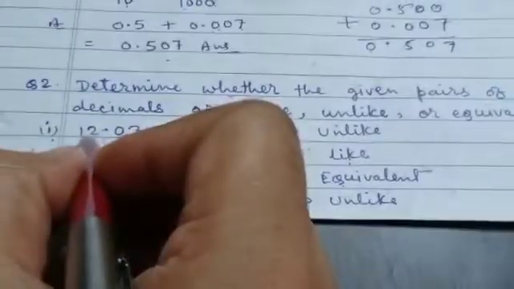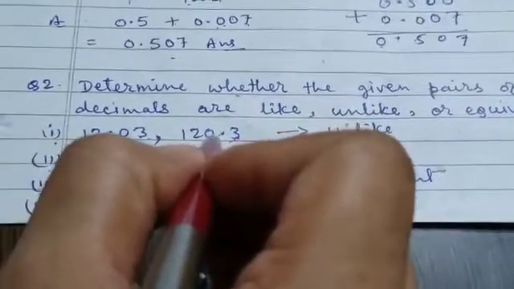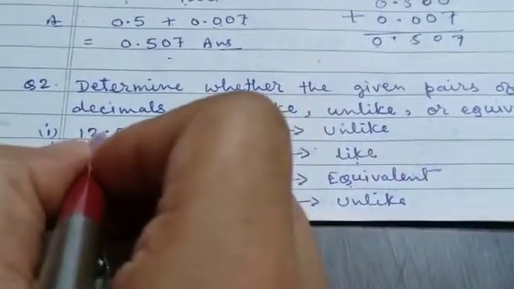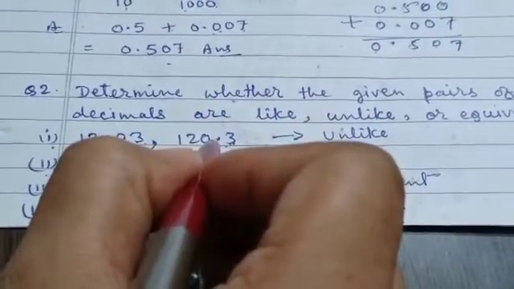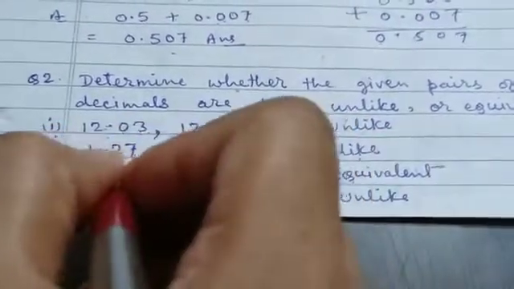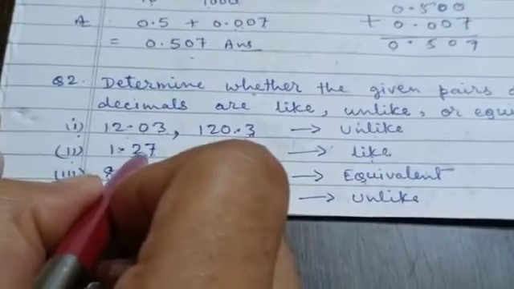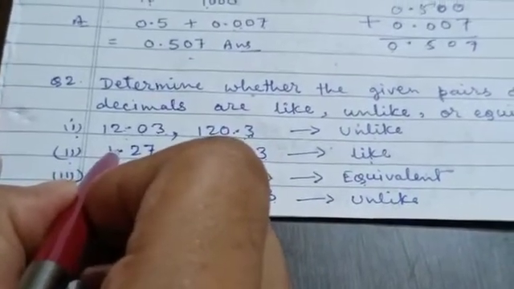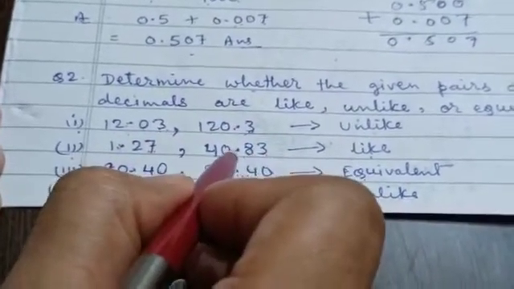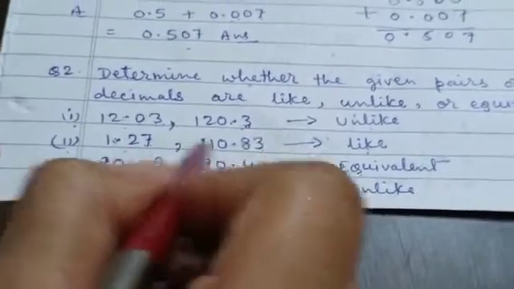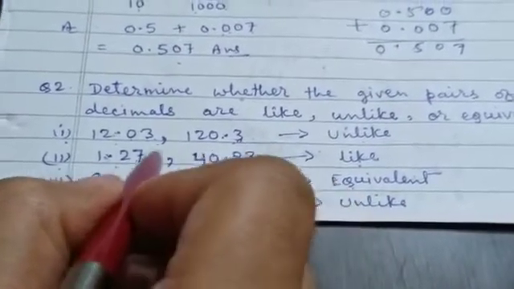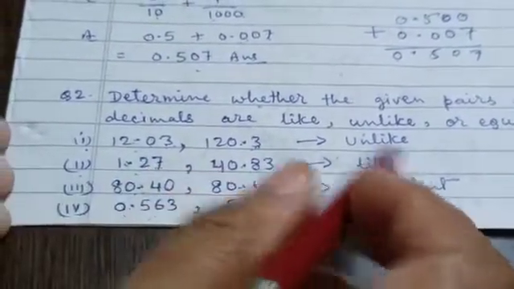Let us see the first part. 12.03 and 120.3. Here the decimal is after 2 places and here the decimal is after 1 place. So this is unlike decimals. Here 1.27 and 40.83. You will see that the decimal is after 2 places here, and on this side also the decimal is after 2 places. So this is like decimals because the decimal is at the same place in both the numbers.